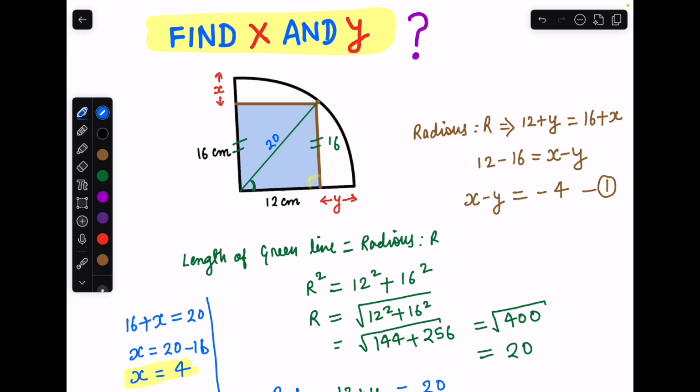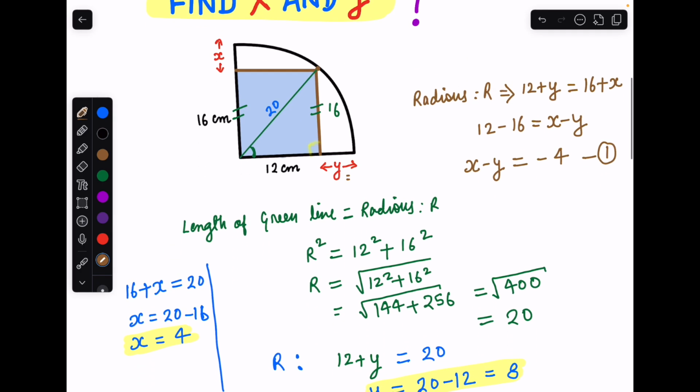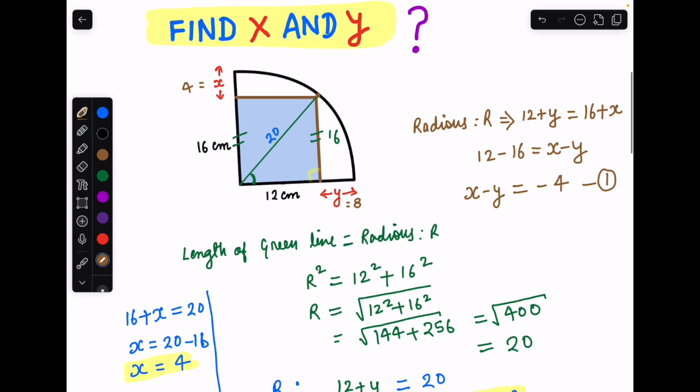So y is equal to 8 and x is equal to 4. This is the answer.